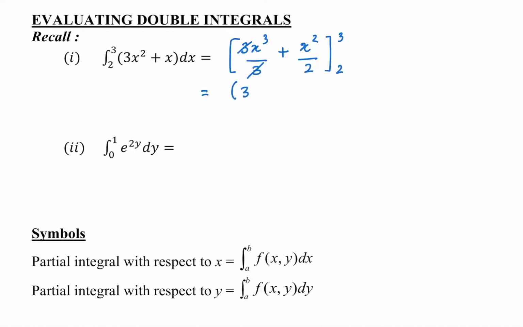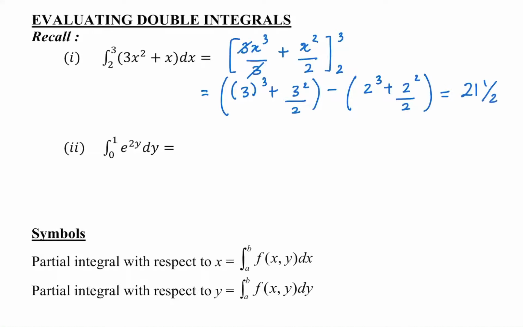So that's going to be 3 cubed plus 3 squared over 2. That is for the value of 3. Alright, take away 2 cubed plus 2 squared over 2. So calculating this, we have our value 21 and a half.